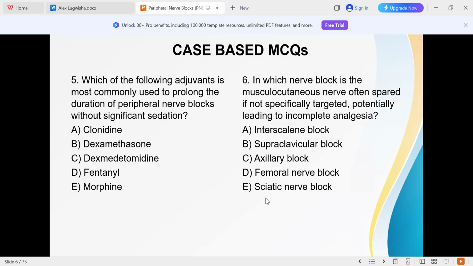Okay. The answer is between B and C, but dexmedetomidine does not cause significant sedation. It causes a prolonged duration of analgesia. It's an analgesic sedative, but it does not cause significant sedation. So I will go for C.